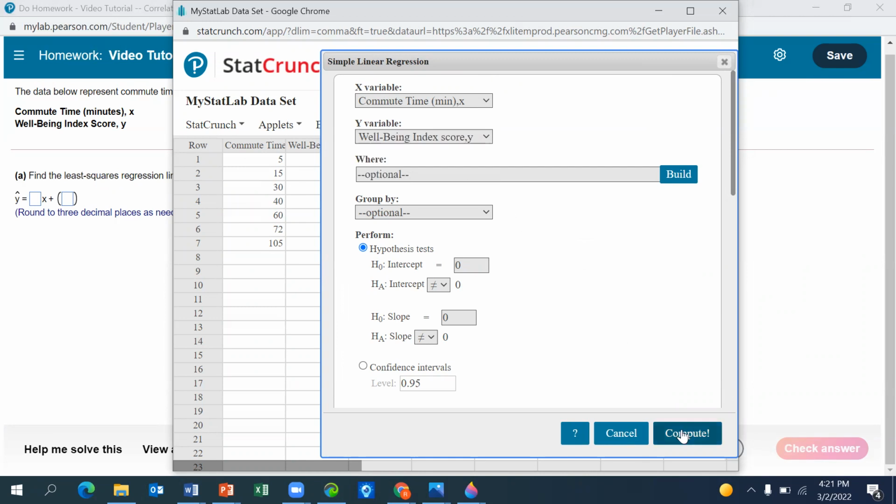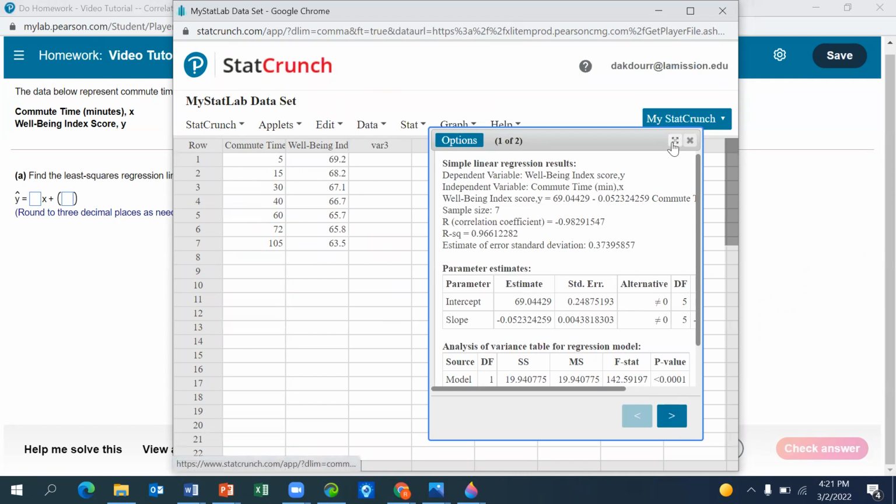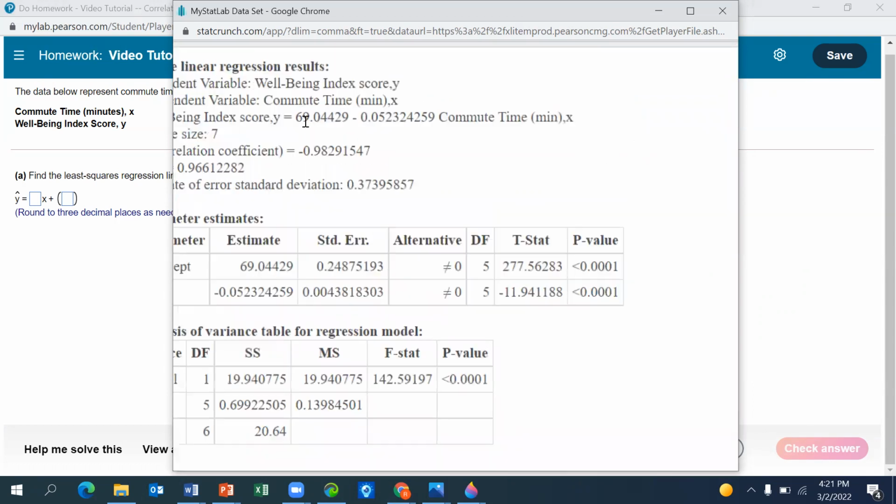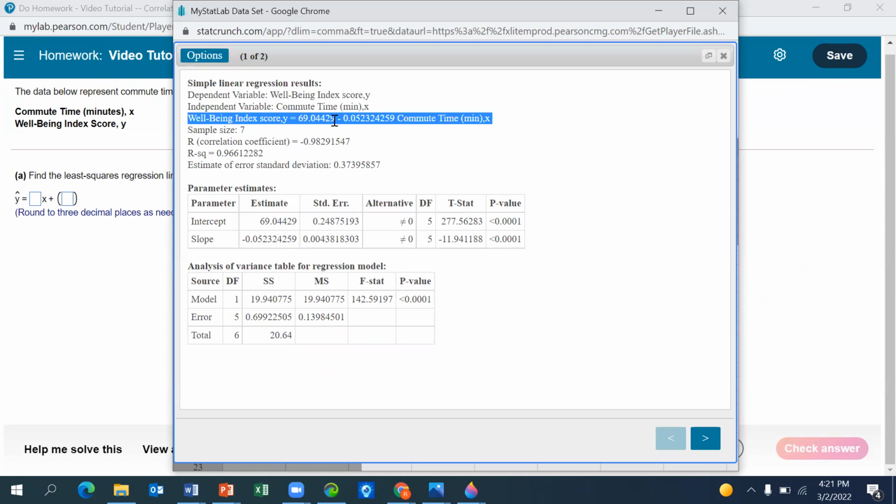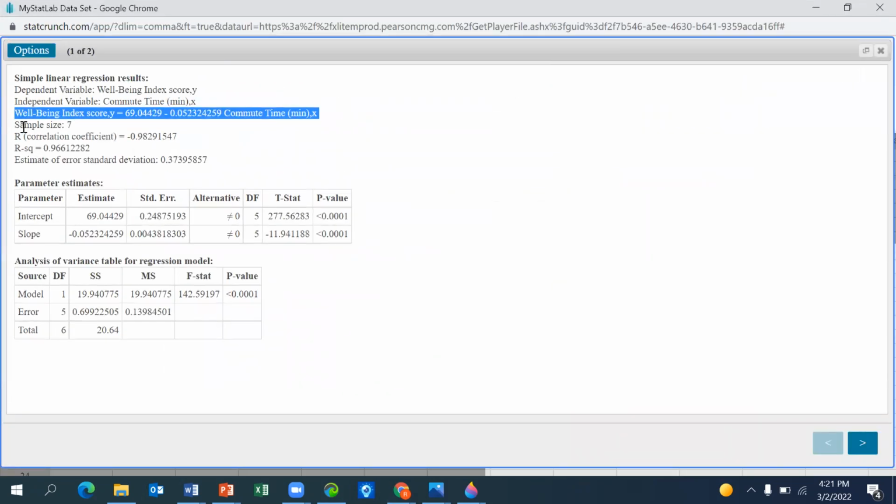All right, you click on that, you compute, and let me show you how you can find out the equation. The equation is this one right here. The one I'm going to highlight right now. If you let me expand this, you can see the well-being index score Y, because Y represents the well-being index score, equals 69.04429 minus 0.05232429 commute time. That's another way of saying Y equals 69.04429 minus 0.05232429 times X.